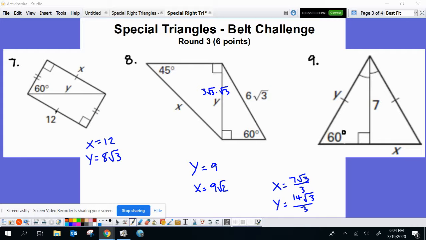Okay, here we go. Special Triangles Belt Challenge Round 3. Let's take a look at our results starting with number 7. X right here is 12 because we can see the tick marks here and here.